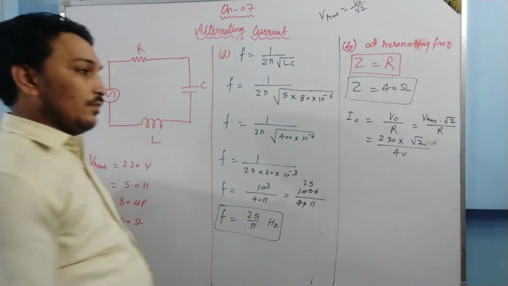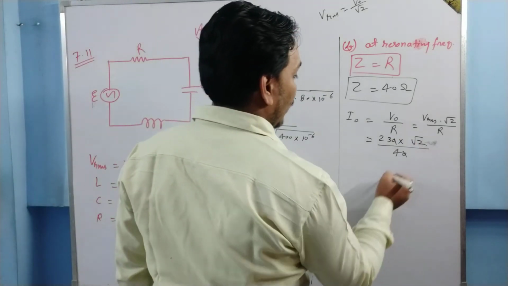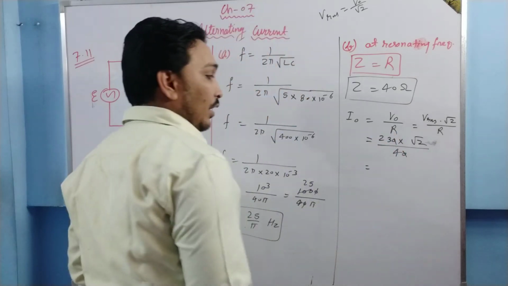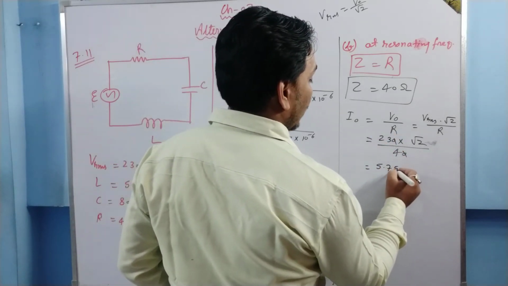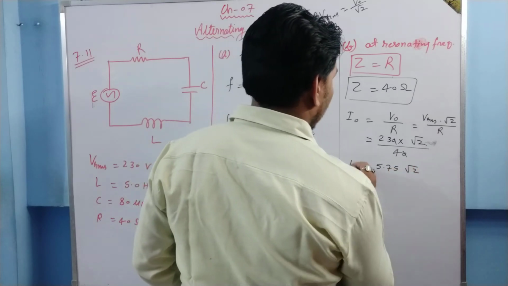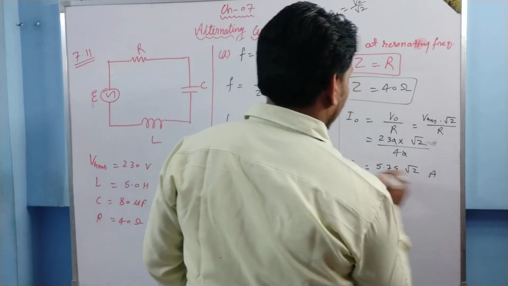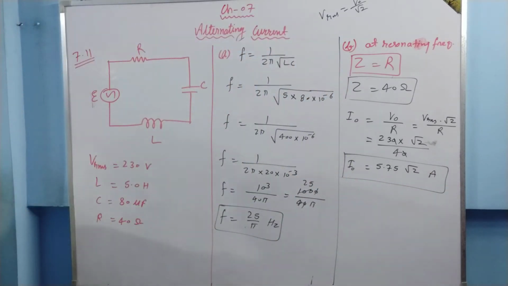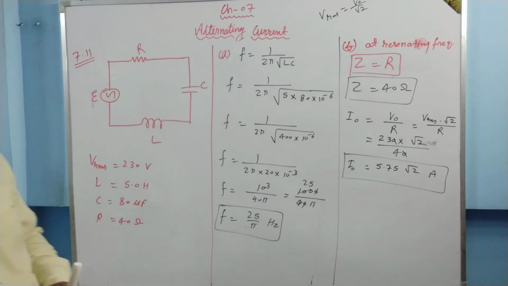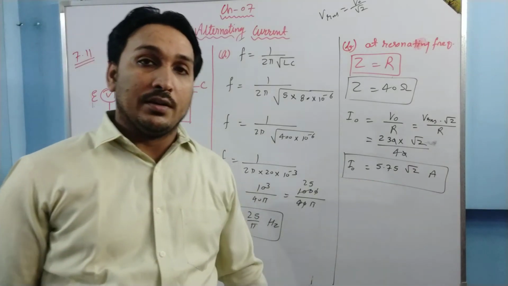Right? So 0 and 0 will cut, and 4 will cut 23. 4 5s are 20, 4 7s are 28, 4 5s are 20, so 5.75 root 2. This is the value of I0, in ampere. You can put the value of root 2, multiply and get the answer given in the NCERT, but this can also be considered as our answer.